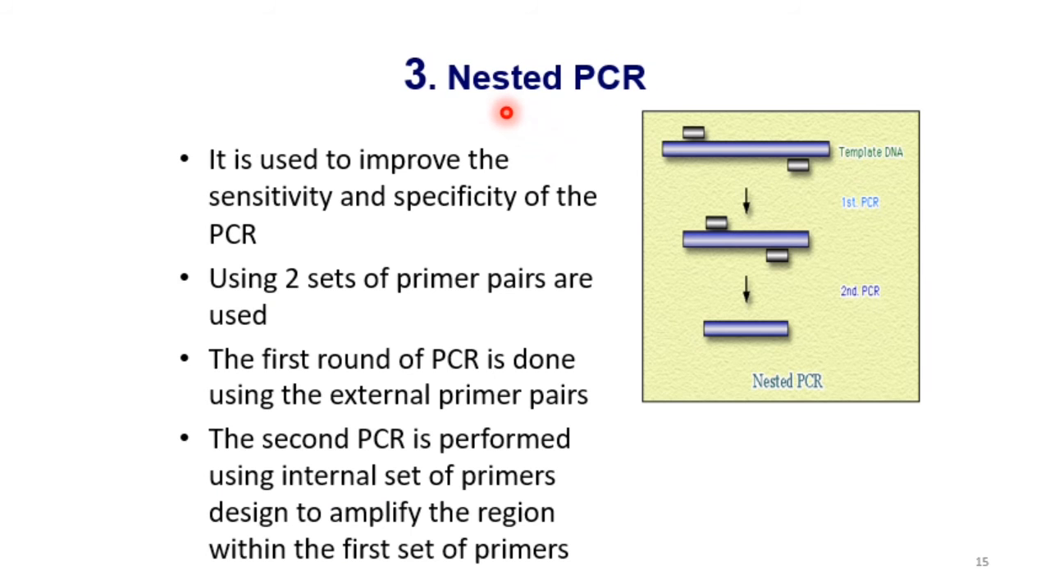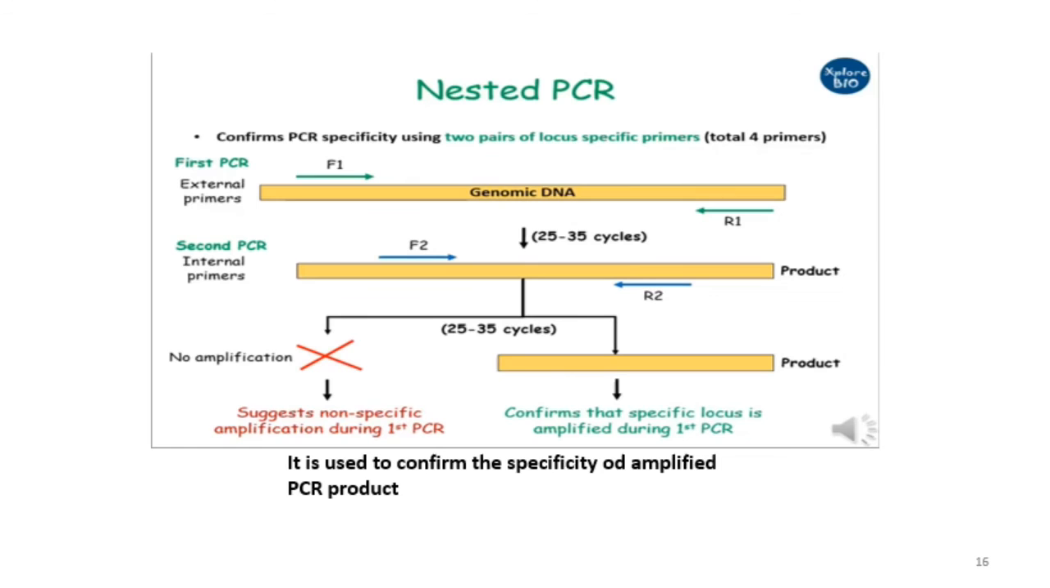The other type is called nested PCR. This type of PCR is used to improve the sensitivity and specificity of the PCR. Here we are using two sets of primers. In the first round of PCR, you use one set of primers, which is called the external primer pair, and in the second PCR we use the internal primer pair, which is designed to amplify a region within the first set of primers. Okay, so this is also to explain it.